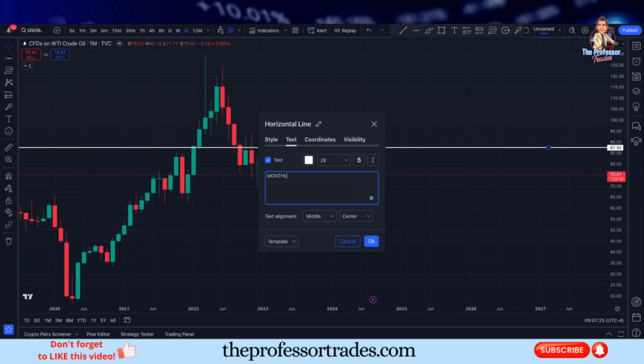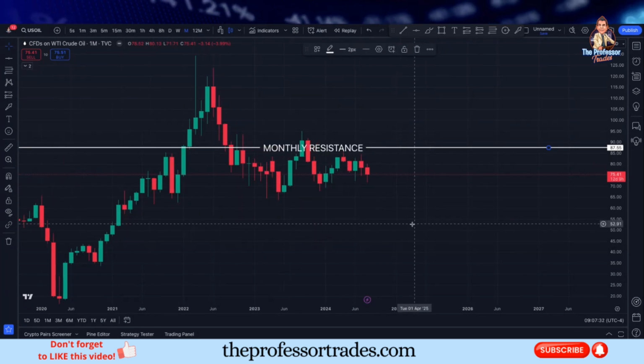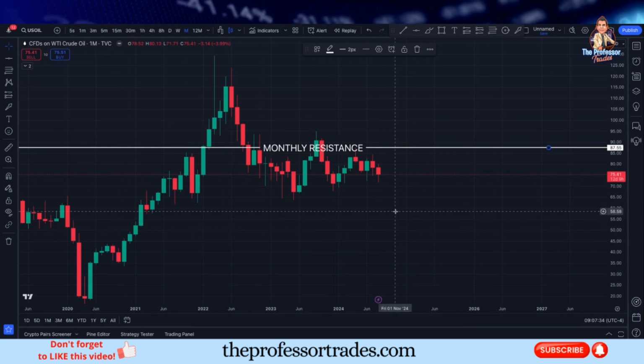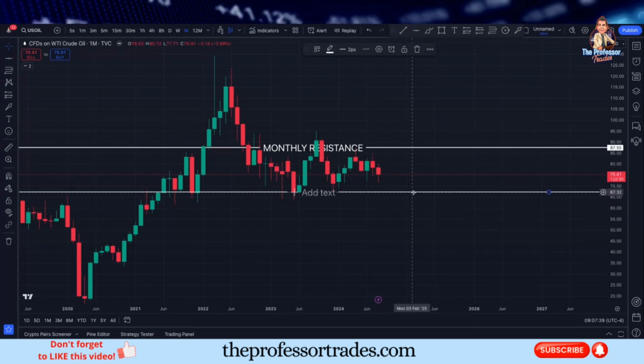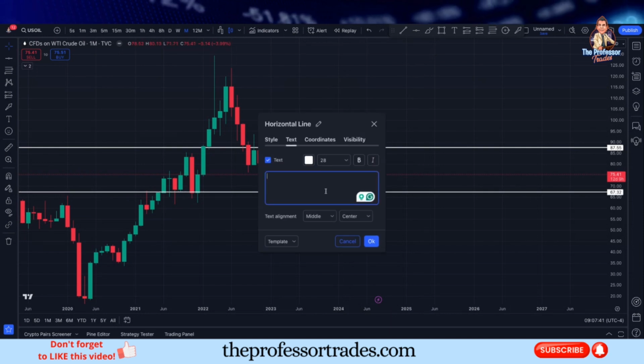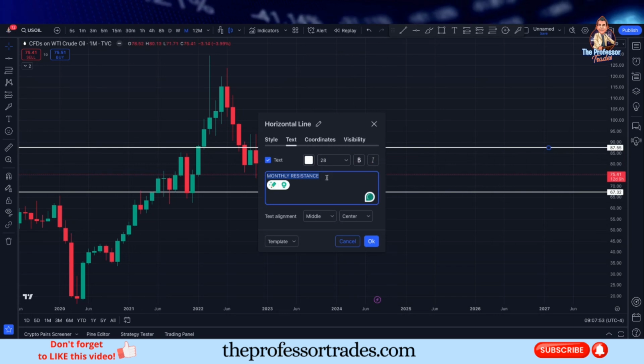What I want you to do is the same as I'm doing: add this to your charts as well so you can have a fully completed chart as you go through. Next, I want to mark up this floor right here. This is going to be a monthly support level. We had a nice bounce, so we can play within that field right in here. Let me switch this to remove the caps.